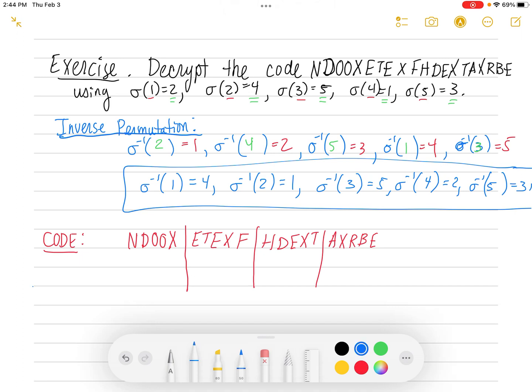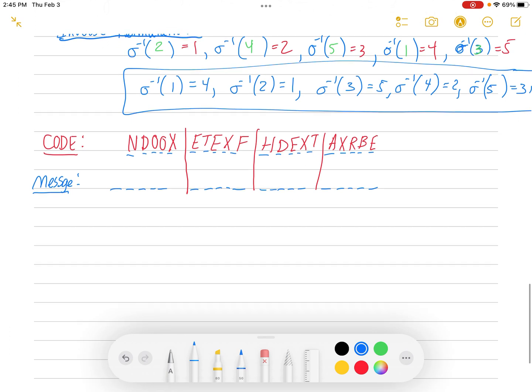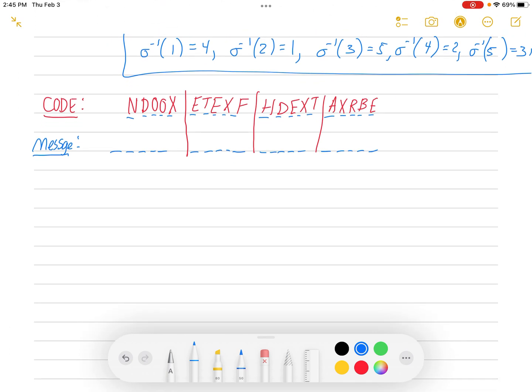Now, we want to decrypt. So we've got 5 spaces in the first block, 5 spaces in the second block, 5 spaces in the third block, and 5 spaces in the fourth block. So our message is going to have 5 spaces in each block. All right, so what does our inverse permutation tell us to do?